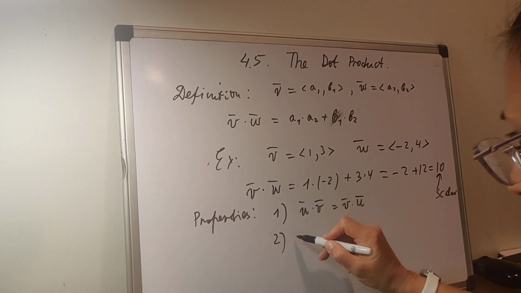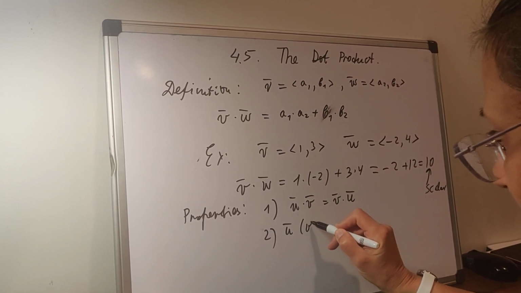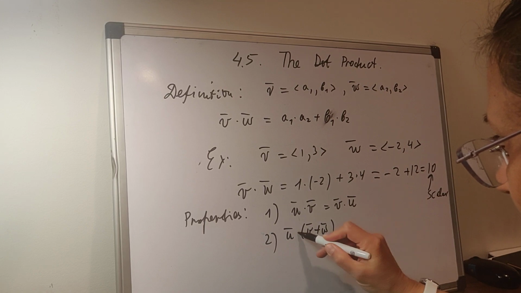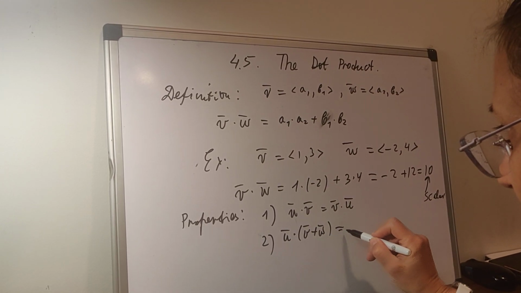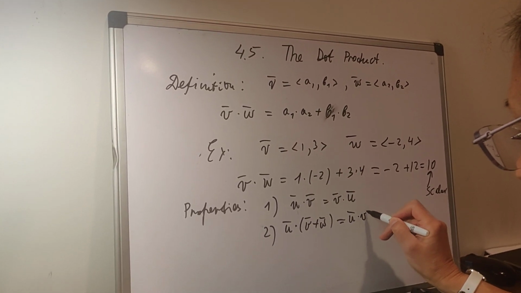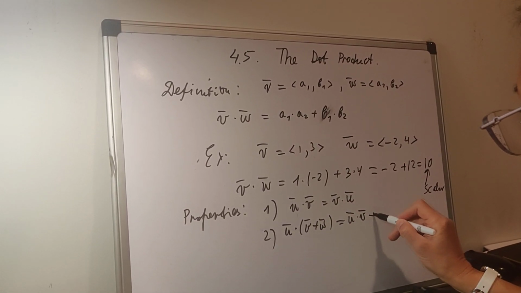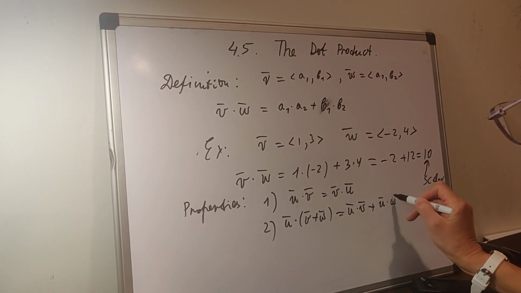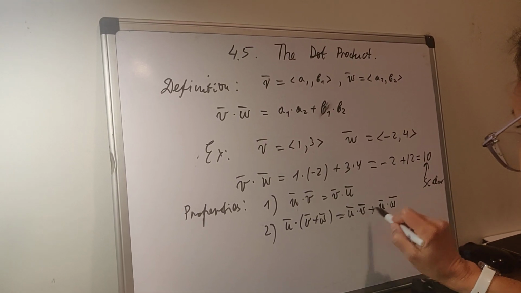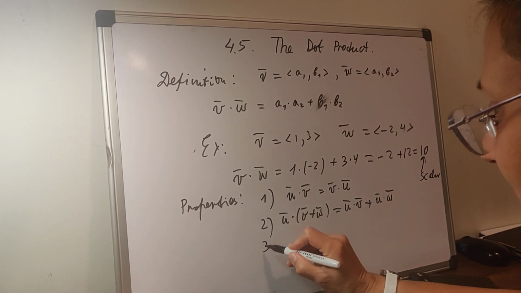Property number two, how to open parentheses. Well, if you do need to multiply u by the sum of two vectors, what you can do, you can multiply the first vector by u, and you can multiply the second vector w by u, and then add the results. It's going to be no difference.